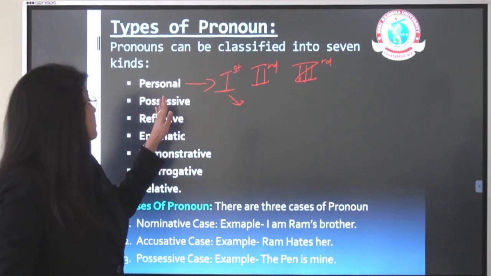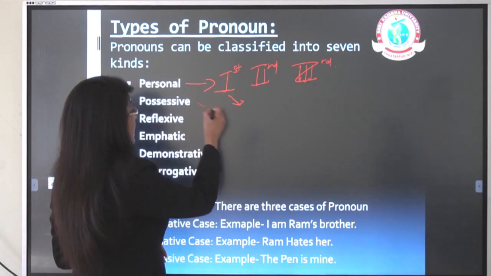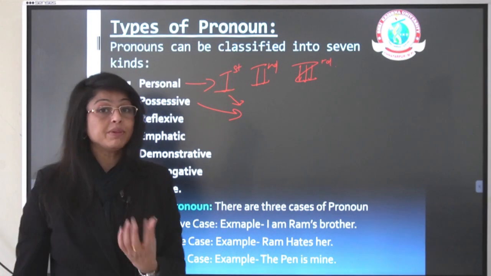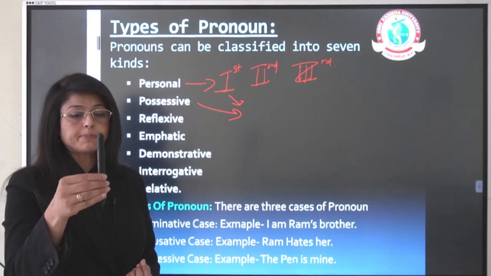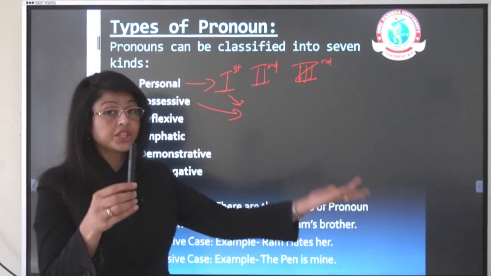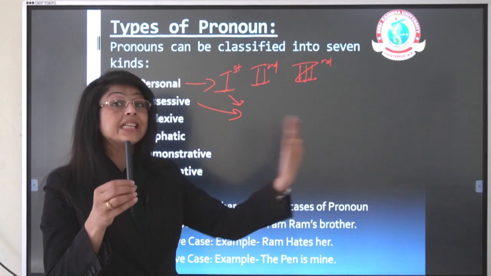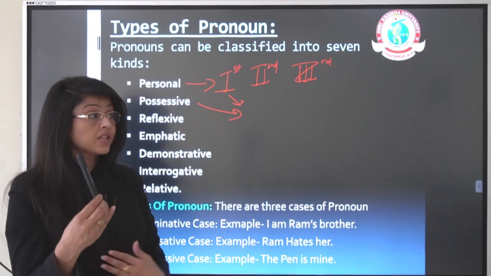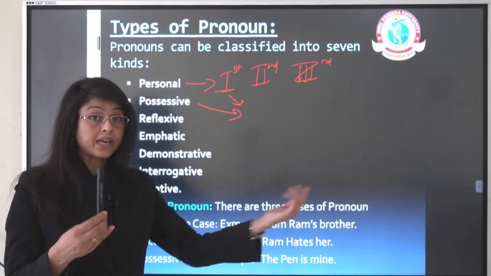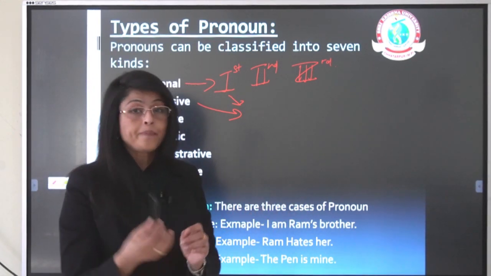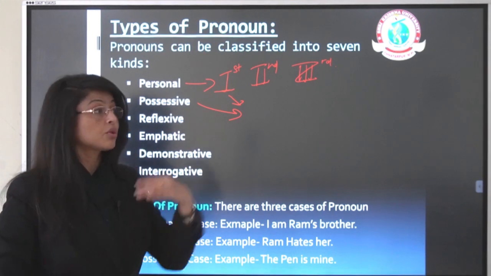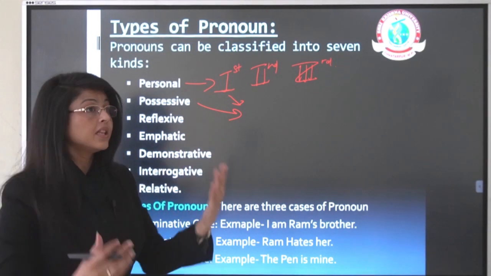Next, possessive pronoun. Possession means ownership. This pen is Harish's pen, this pen is his pen, this pen is Sheila's pen, this pen is her pen. So this pen belongs to me. His, her, mine, these show possession.